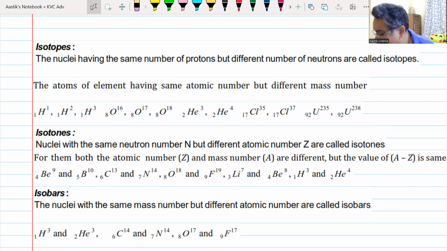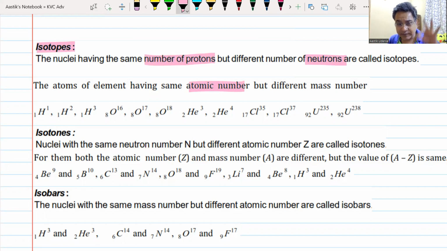Then we have these three things that you might be aware of. The first one is isotope. Isotopes are nuclei or atoms which have the same atomic number. As soon as we say same atomic number, or same number of protons, that means the element remains the same. But they have different mass numbers, so they have different numbers of neutrons. So they represent the same element.